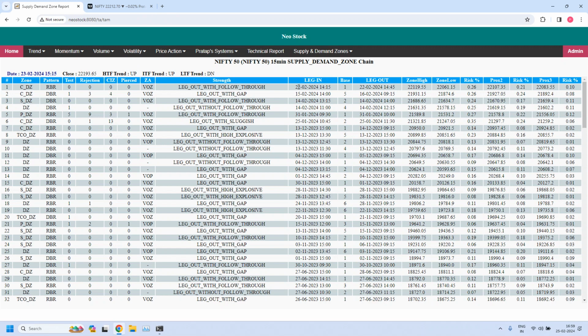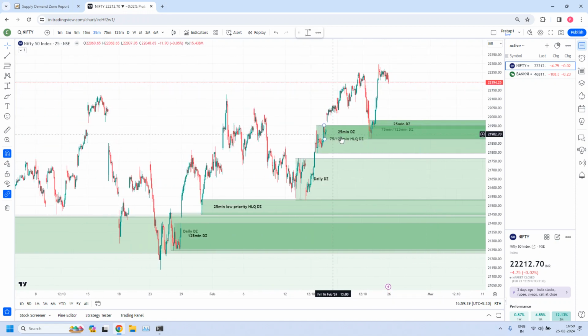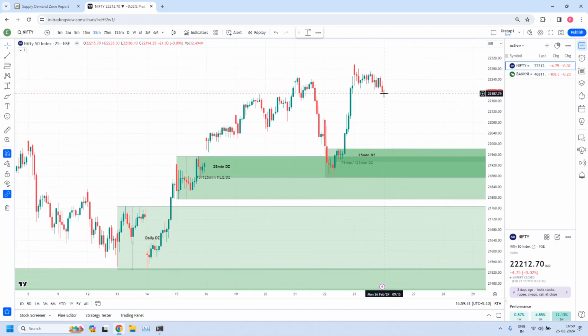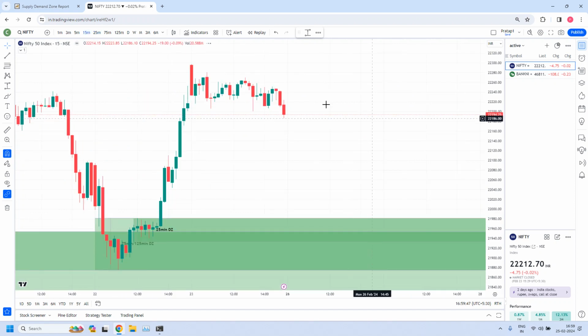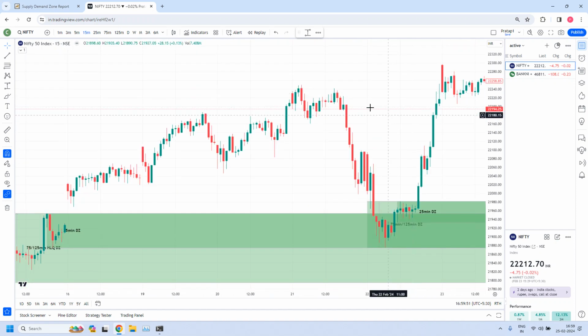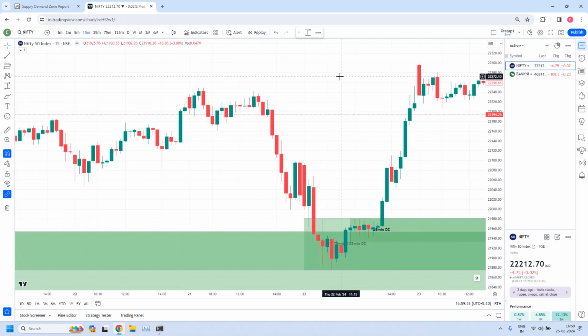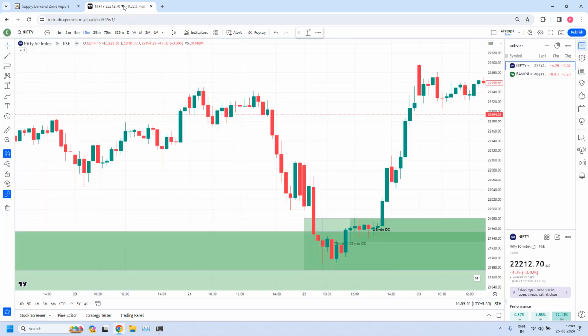The first one is 22 February 14:15. So within this 75 minutes area, 22 February. In this area, I am changing the time frame. I didn't change. Now it is the 15 minutes area. 22 February. How many base candles? One base candle. 22 February 14:15.